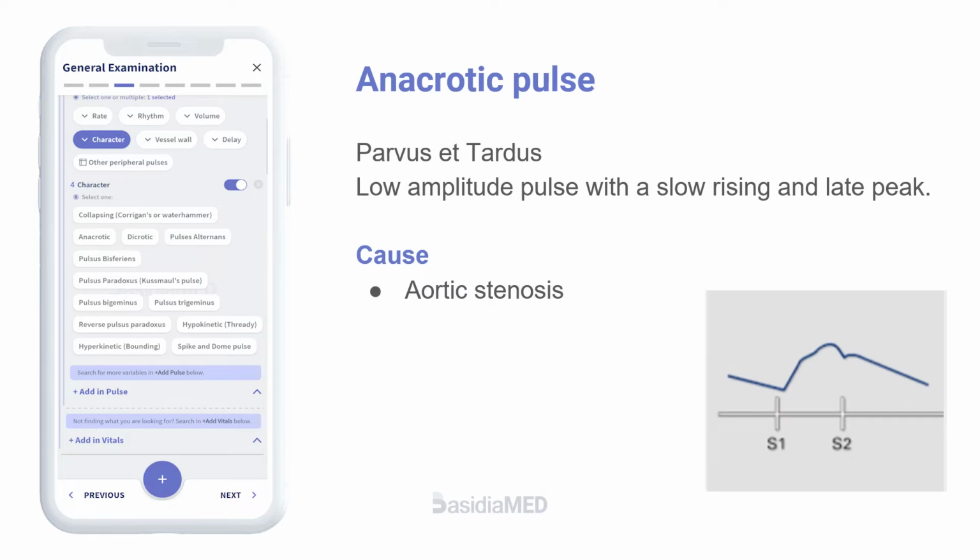Abnormal pulse characters include anacrotic pulse, called parvus et tardus: a low amplitude pulse, or parvus, with a slow rising and late peak, or tardus, seen in severe valvular aortic stenosis.